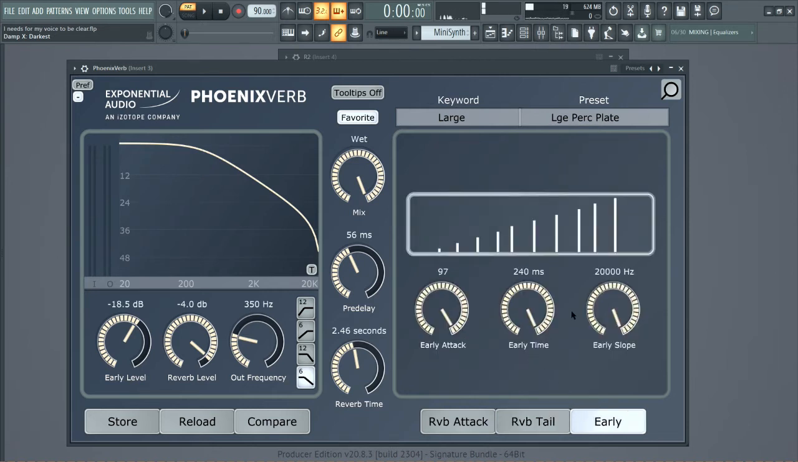Now let's look at early. The early reflections of a reverb are like delay or echoes. Essentially, there will be sort of a transient sound that echoes because there's going to be a reflection that is louder than the rest. And so that's what you're controlling here. It behaves in a similar way to the Reverb Attack. It's got the same type of thing. So it has this low pass filter.